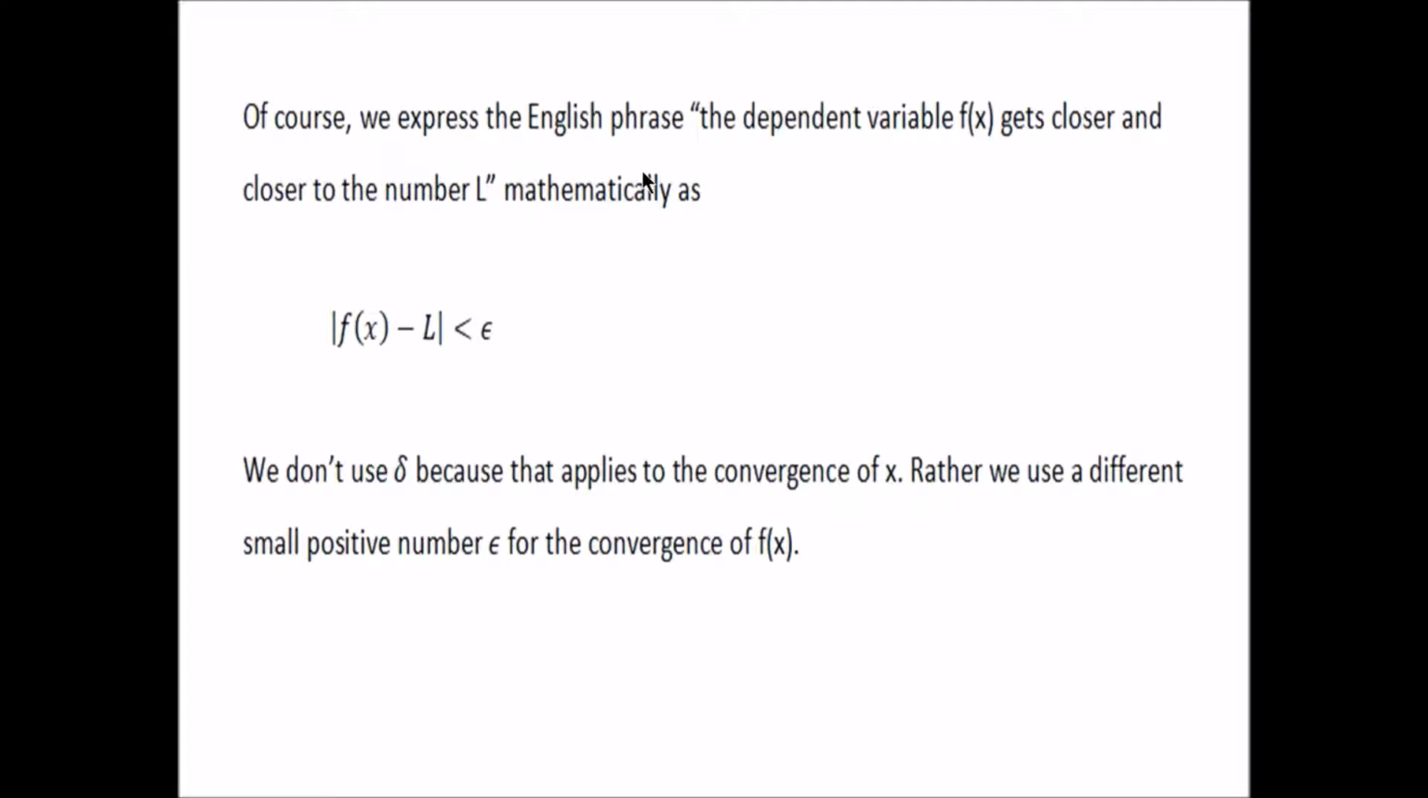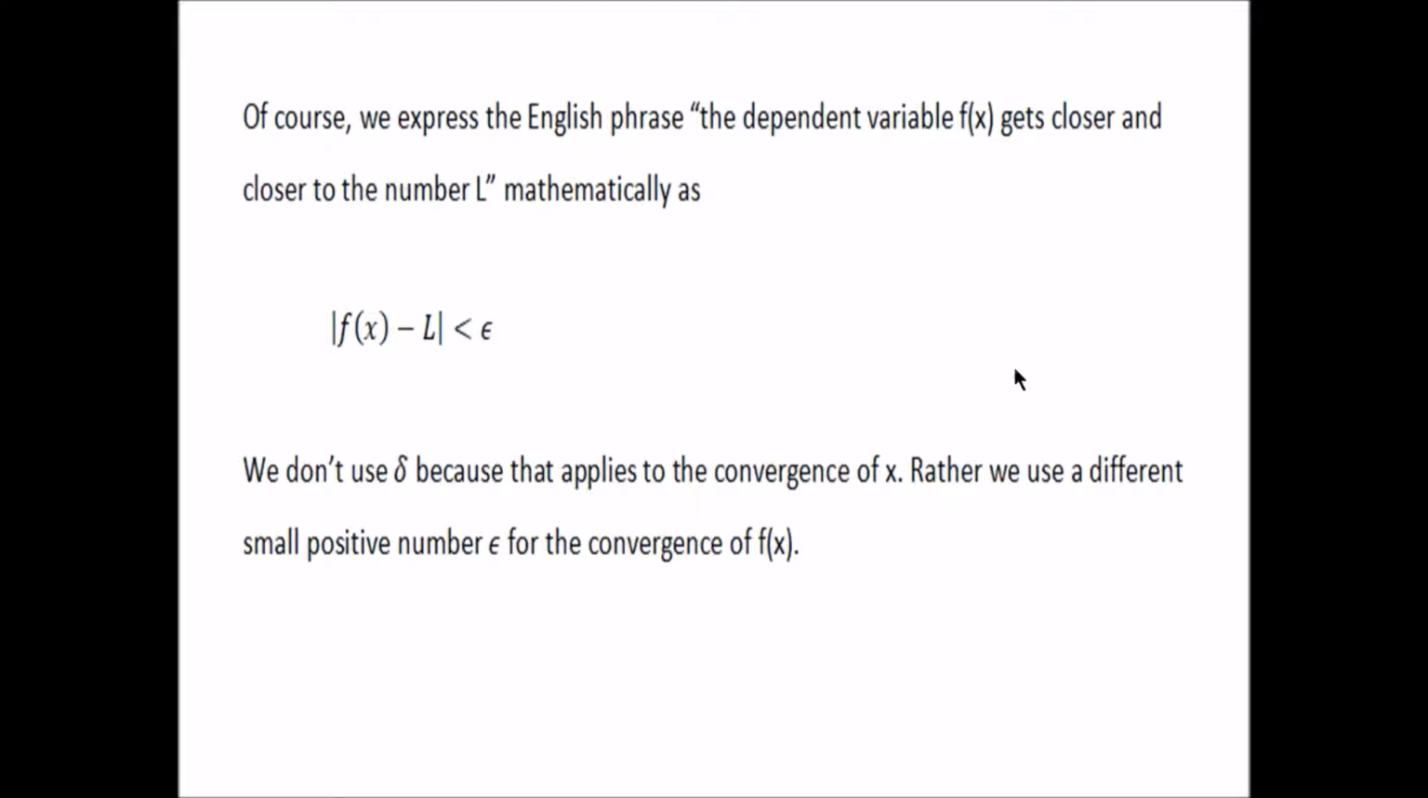So now this English phrase, the dependent variable f of x gets closer and closer to the number L, we're going to express that mathematically like this. And we need another small number, a symbol for a different small number. We don't use delta because delta applies to the convergence of x. So we use epsilon. Epsilon is the small number that applies to the convergence of f of x.